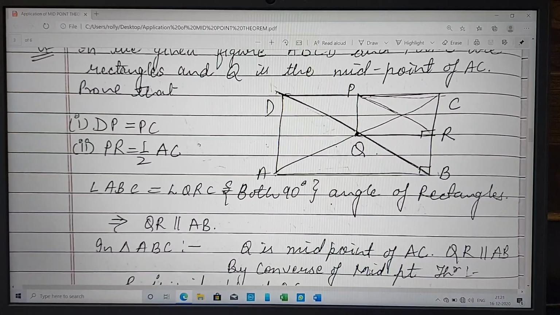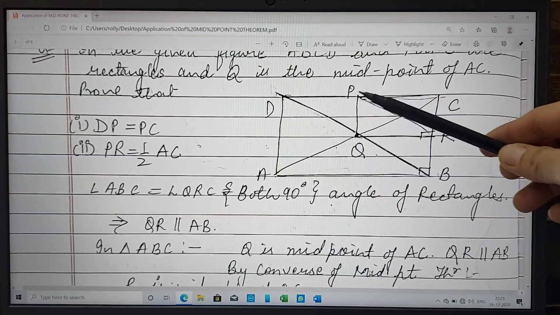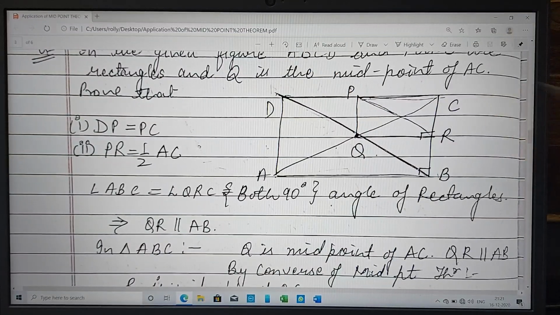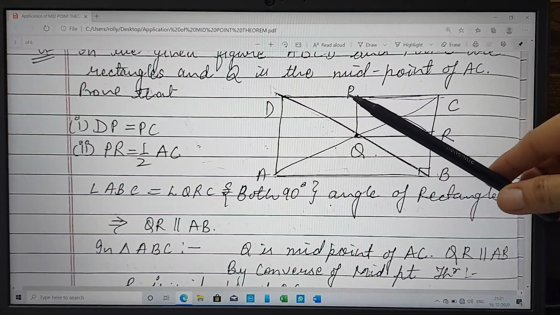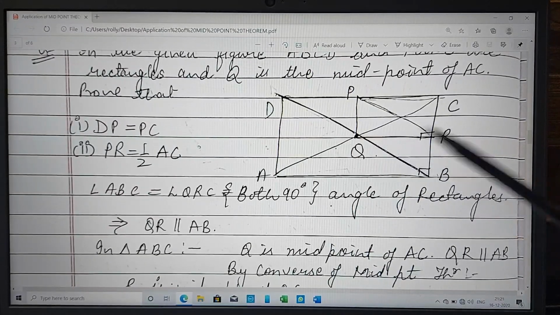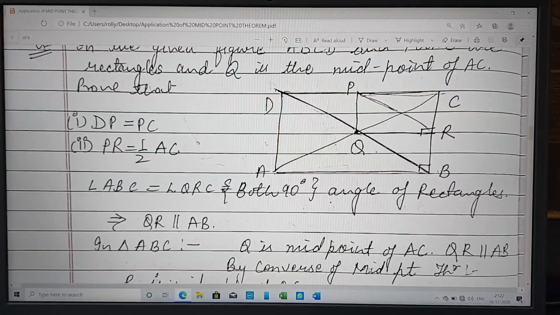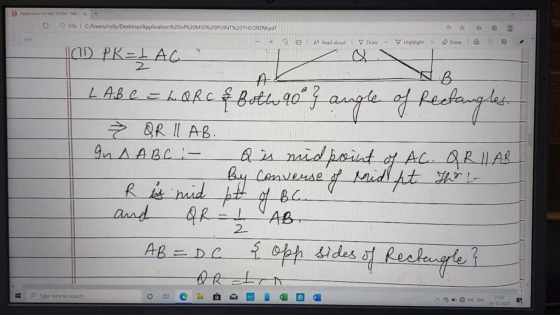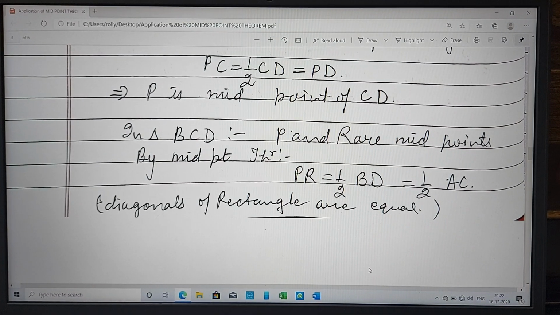Okay. Next, what we have to prove is that PR is equal to half AC. Just now we have shown that R is the midpoint and P is the midpoint of CD. So by the midpoint theorem, PR will be equal to half BD. And because diagonals of a rectangle are equal, BD and AC will be equal to each other. So PR will be equal to half BD, or we can write PR is equal to half AC. Clear? PR is equal to half AC. Clear?